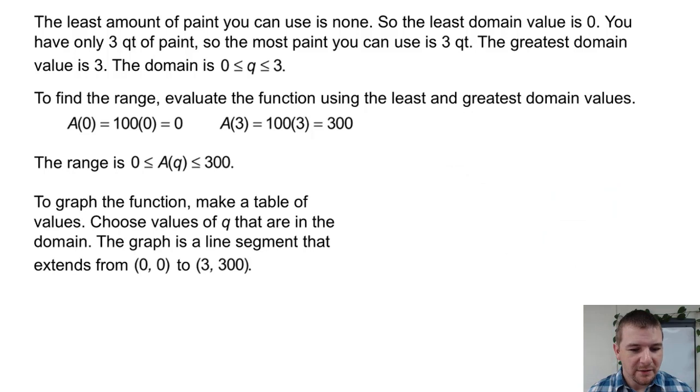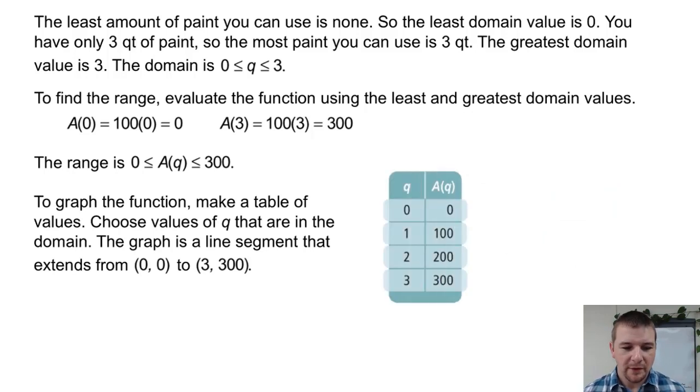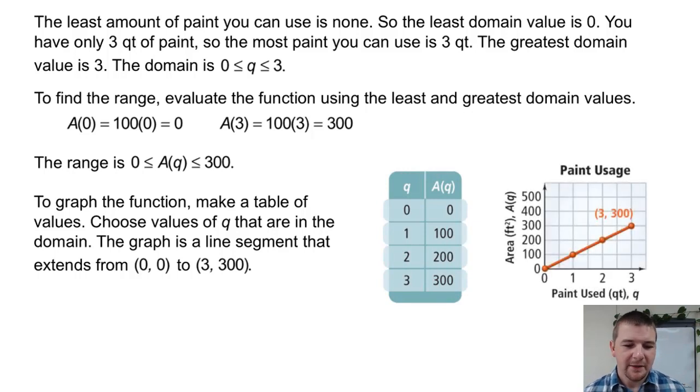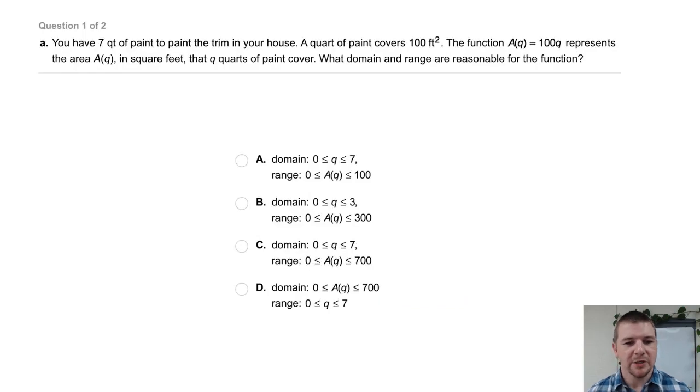To graph the function, make a table of values. Choose the values of Q that are in the domain. The graph is a line segment that extends from the point (0, 0), representing using no quarts of paint, no paint at all, to the point (3, 300), which represents using 3 quarts of paint and being able to cover 300 square feet. Your turn.